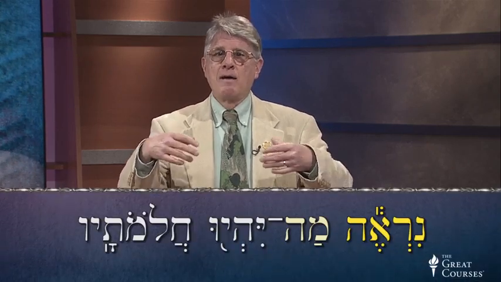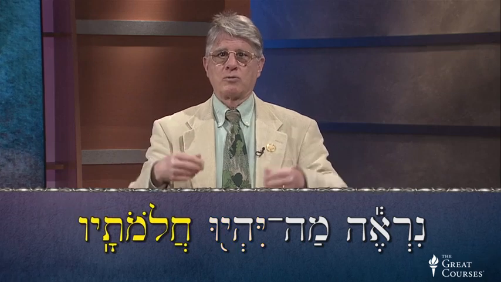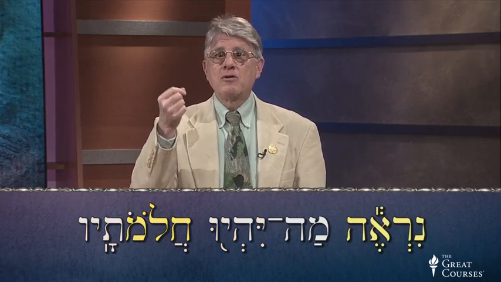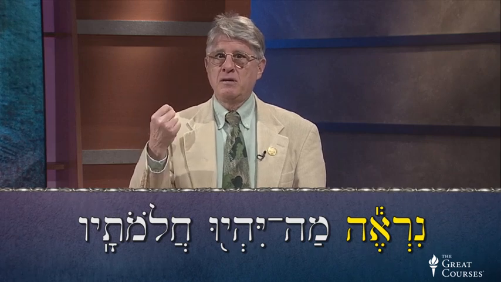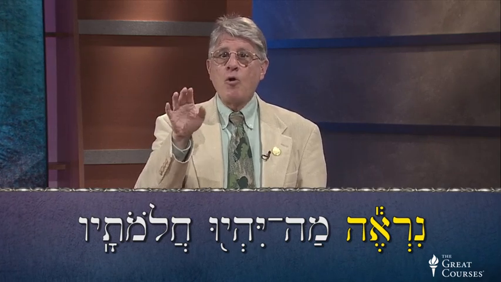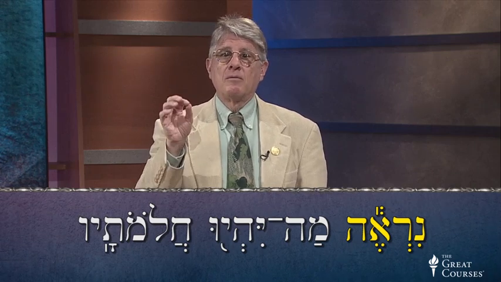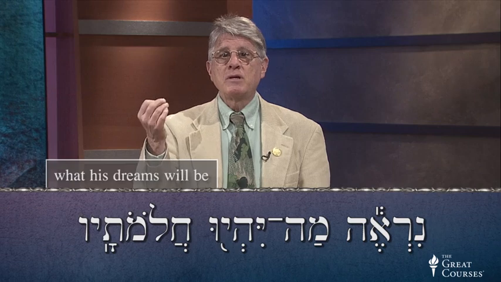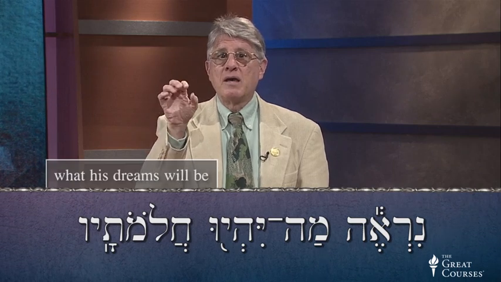Let's look at a couple of examples in their natural habitat. Here's what Joseph's brothers said when they decided to kill him. Nir'eh ma yihyu chalomotav. Chalom is a dream. Nir'eh, we'll see, first common plural, imperfect, and all the root letters are there. Ma yihyu chalomotav, what his dreams will be, yihyu.